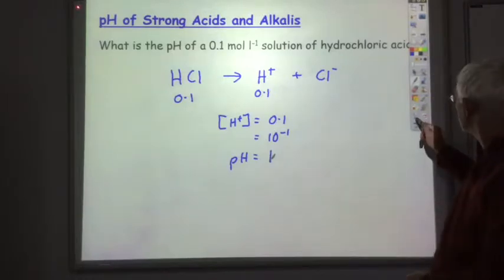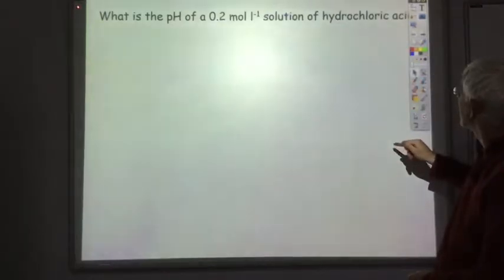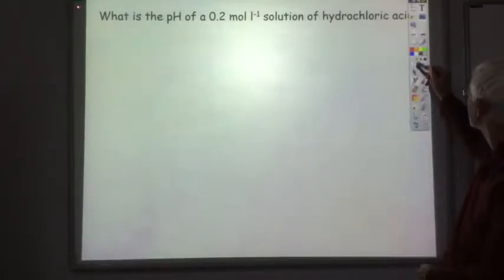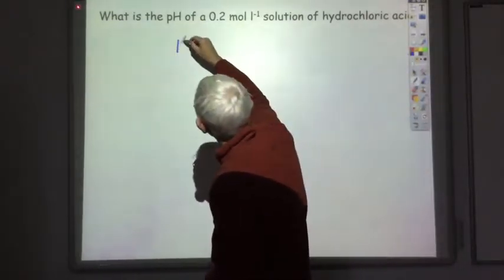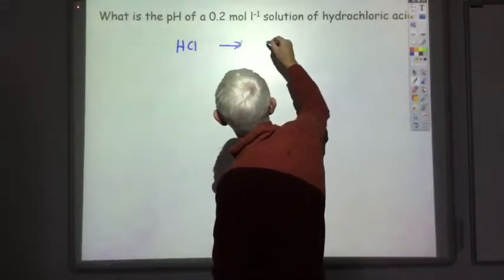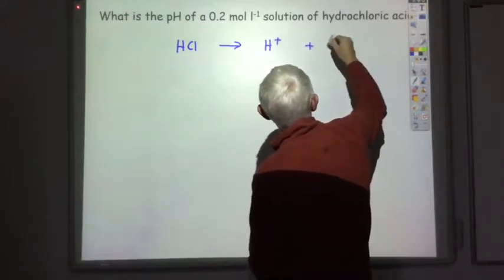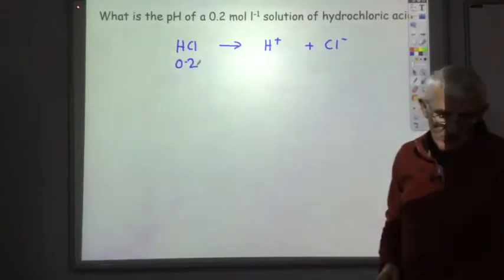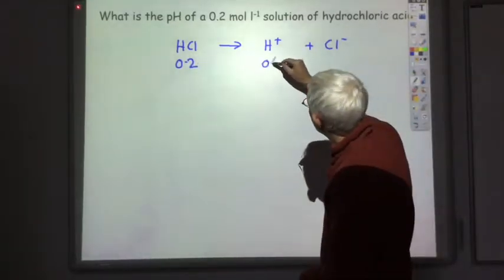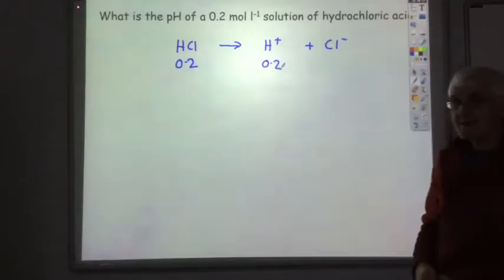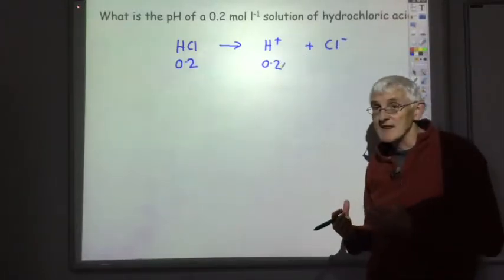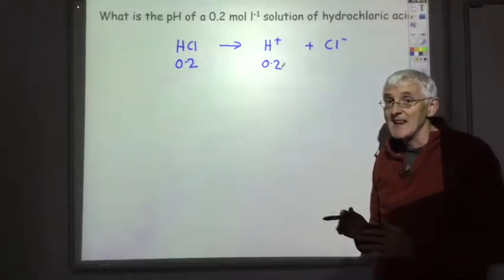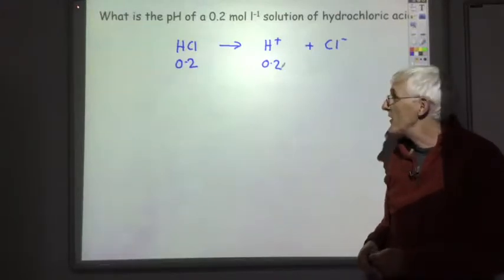Okay, let's try a slightly harder example. What is the pH of a 0.2 mole per litre solution of hydrochloric acid? Okay, so we have our hydrochloric acid completely dissociating. So if we've got a 0.2 mole per litre solution of HCl, then we'll have a 0.2 mole per litre solution of H plus ions. Now, the difference here, of course, is that the concentration of the H plus ions is not an exact power of 10, as they all have been in all the examples you've looked at so far.